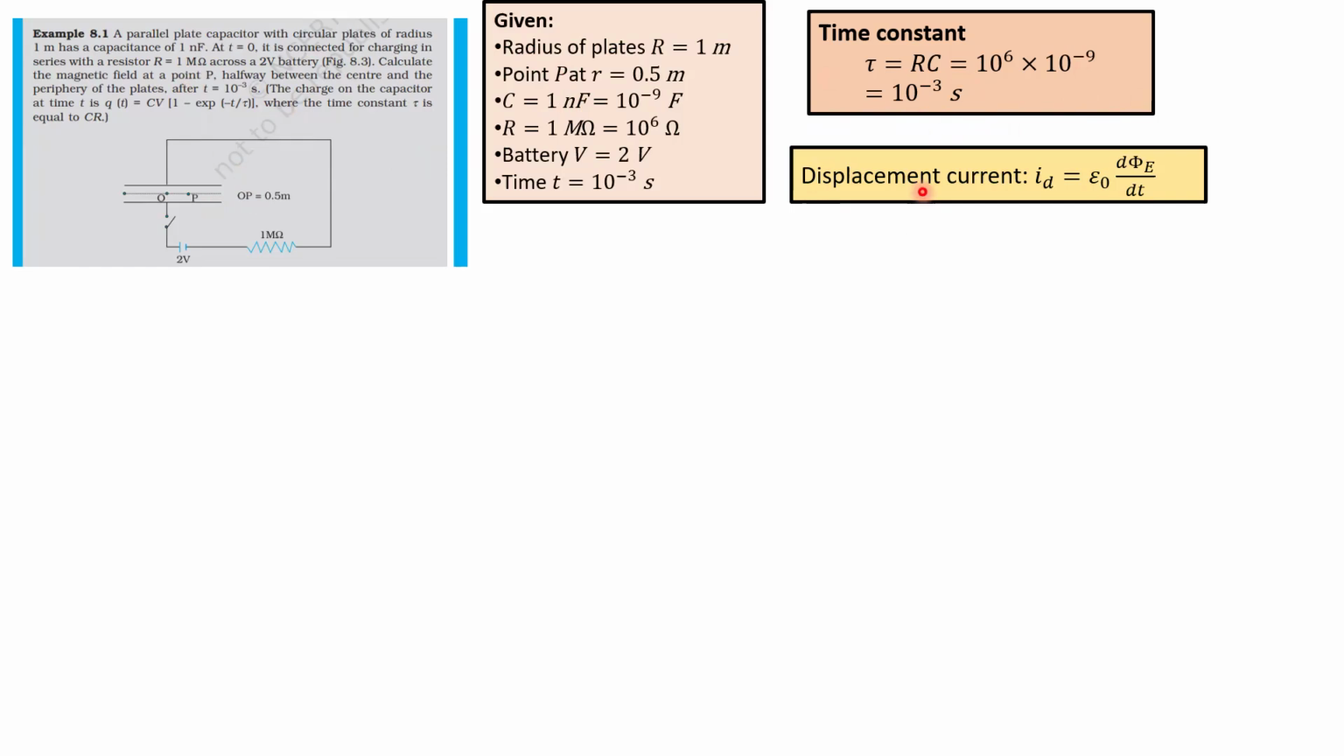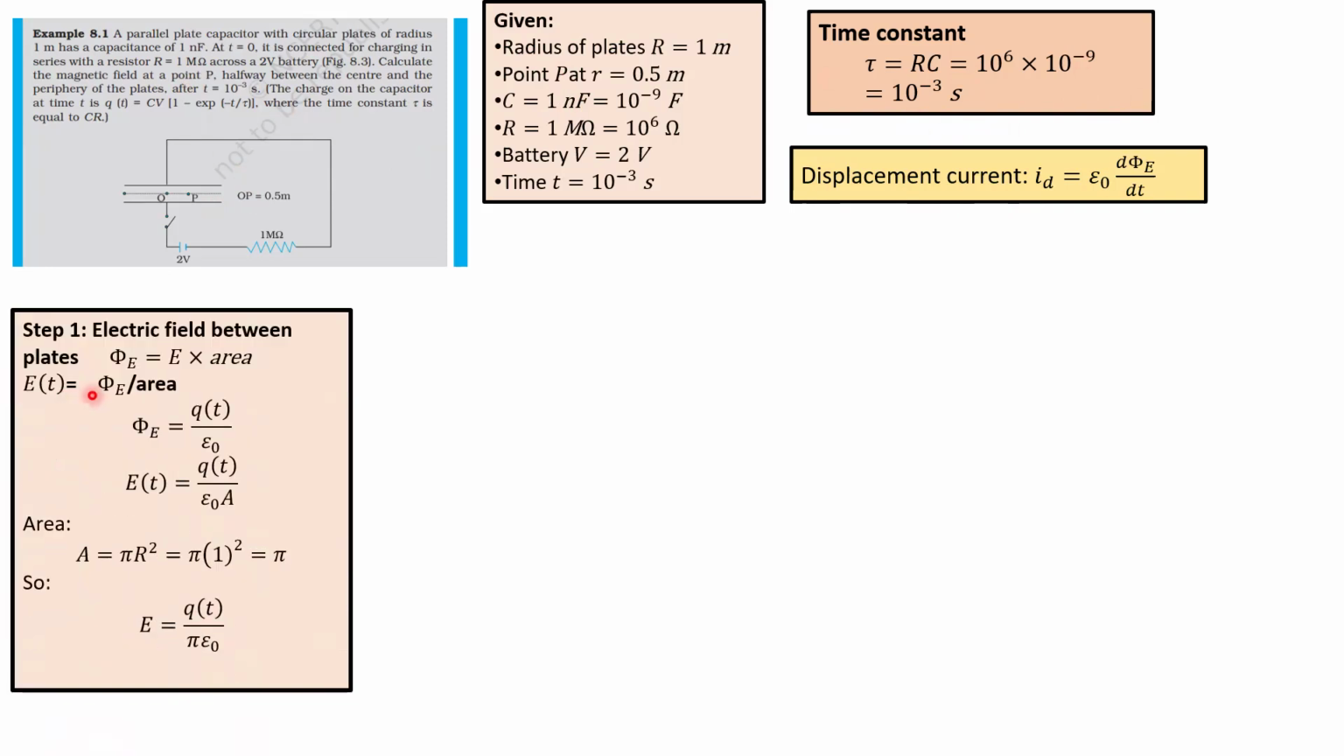Now, what's the formula for displacement current? Displacement current is epsilon 0 d phi E by dt. Okay, we'll start now. First, the electric field. Flux is equal to field into area, so electric field equals flux divided by area. What is electric flux according to Gauss theorem? 1 by epsilon naught times the charge.